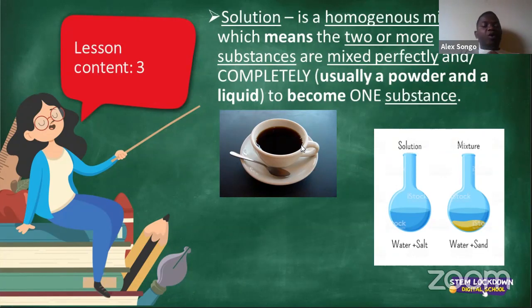And that solution is what we call coffee. You don't say, I am drinking sugar combined with coffee grains and also a powder milk. You don't say that. You say you are drinking coffee, because coffee is a solution. What is a solution? It's a homogeneous mixture of two or more substances that are mixed perfectly or completely, dissolving in the solvent, which is the liquid, the hot water, to become one thing.